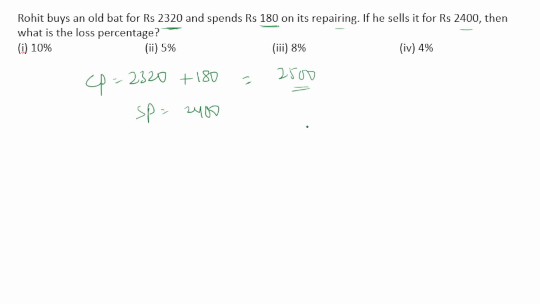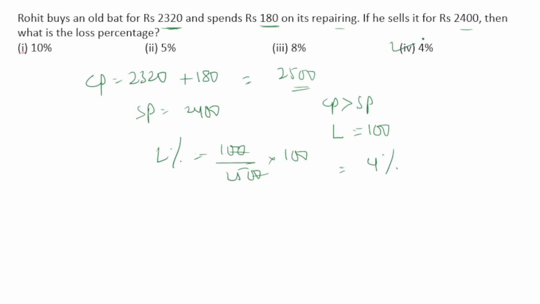Then what is the loss percent? Here cost price is greater than selling price, so there is a loss, and loss is equal to 100 rupees. So what is the loss percent? It is 100 divided by 2500 into 100. So this is 100 divided by 25. It is 4%. 4% is the loss percent.